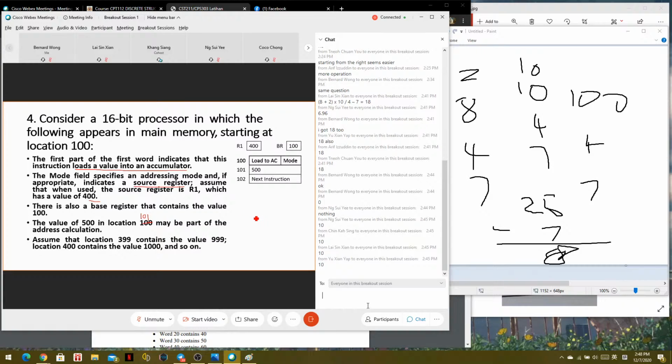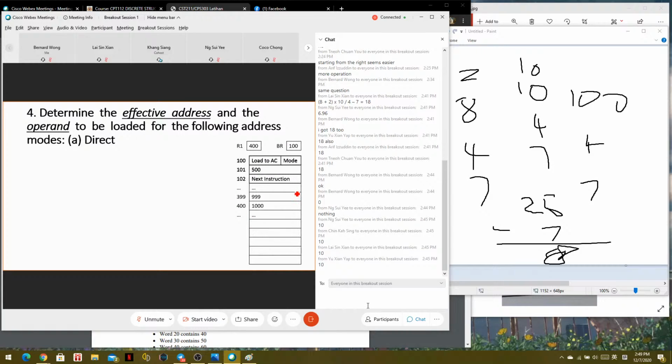And then assume location 399 contains 999, and 400 contains 1000. That kind of thing. And of course, 401 contains 1001. And then if you have 500, that contains 11010. That kind of thing, just consecutively. So now you need to determine the effective address and also the operand.